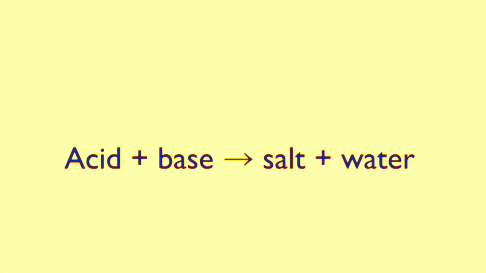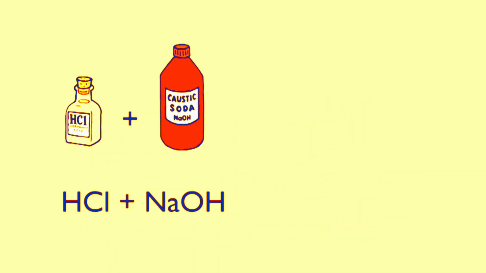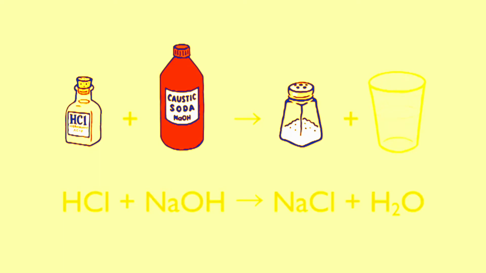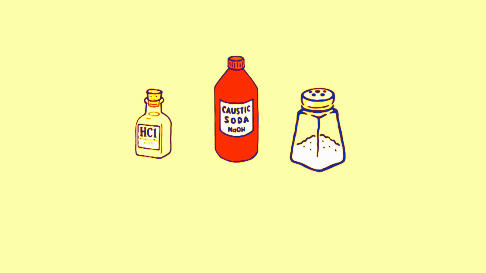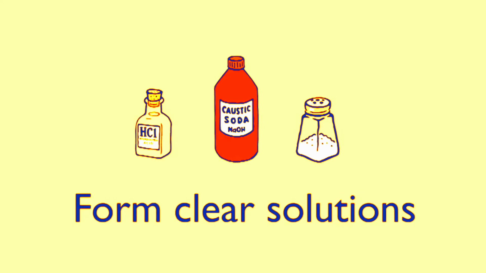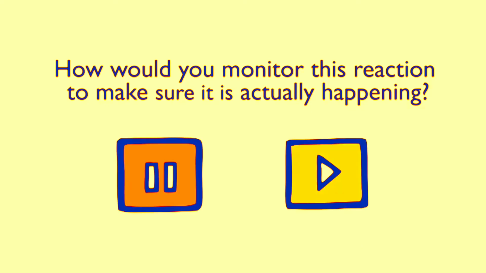You might recall learning that an acid plus a base gives you a salt and water, and that's quite right for an inorganic salt. Here's the classic reaction for making sodium chloride. Hydrochloric acid plus sodium hydroxide equals sodium chloride and water. Here's the thing though, hydrochloric acid, sodium hydroxide and sodium chloride are all water soluble and dissolve to form clear solutions. So the challenge is, can you think how you would monitor this reaction to make sure it is actually happening? Pause and have a think, then resume.